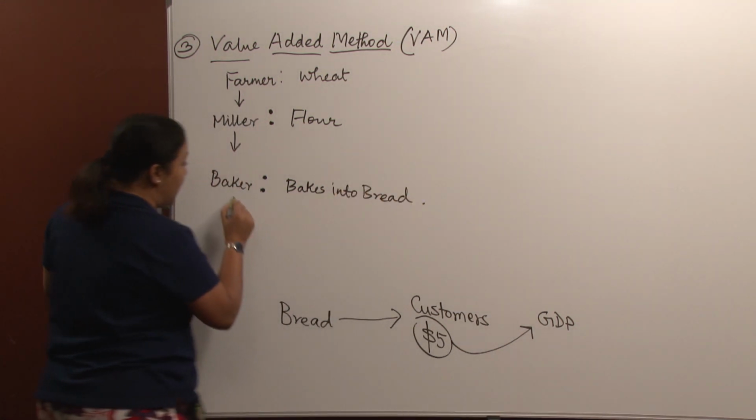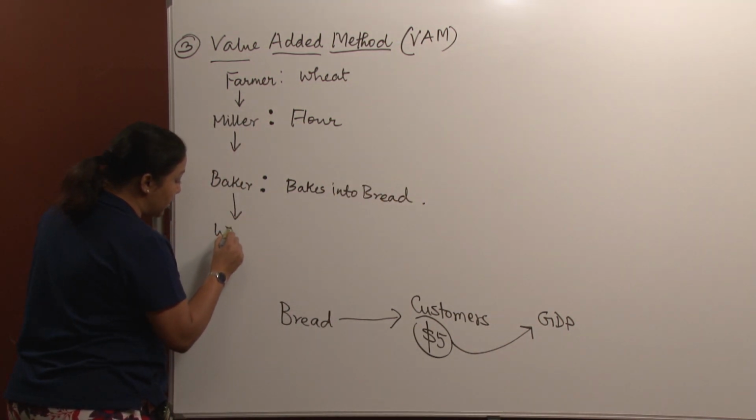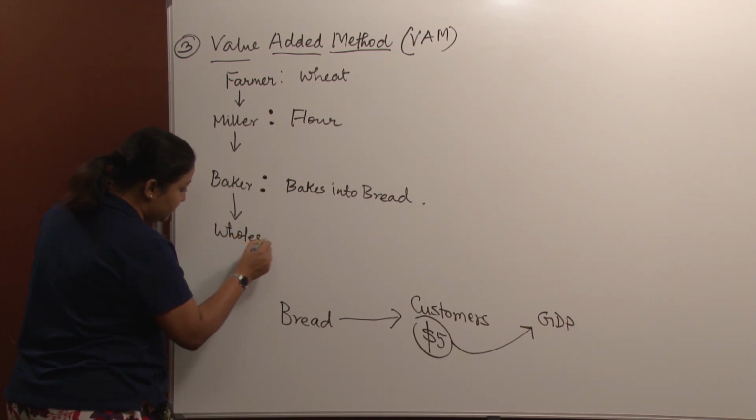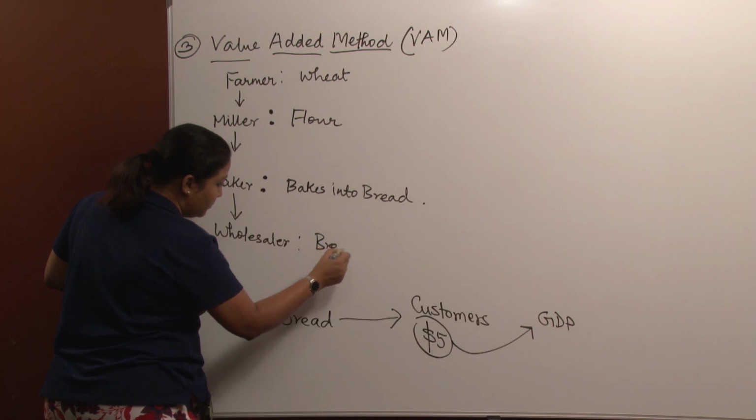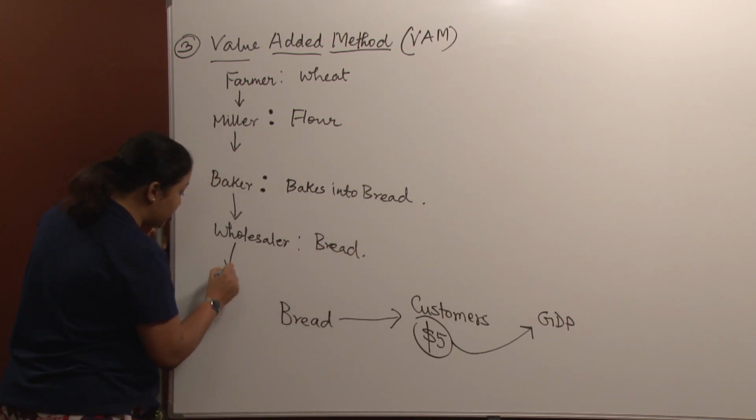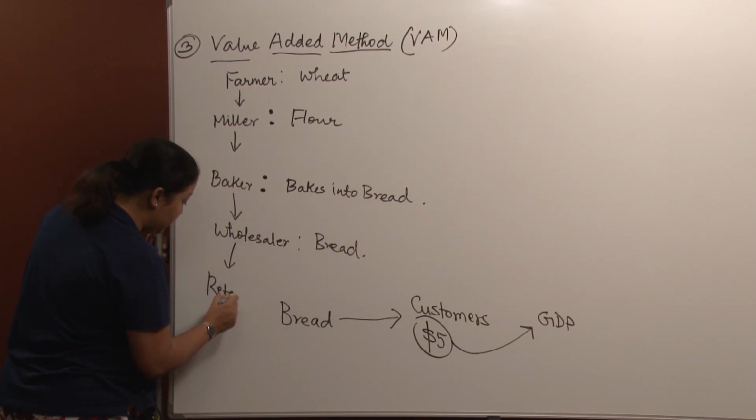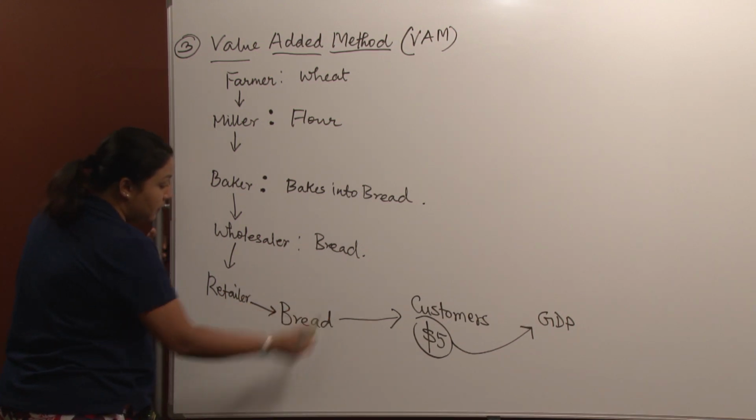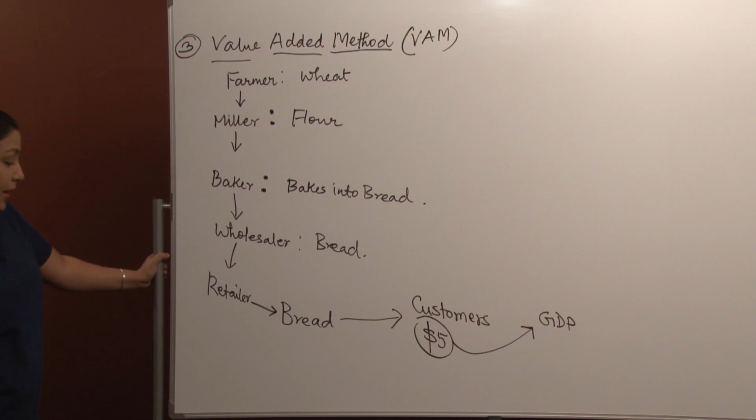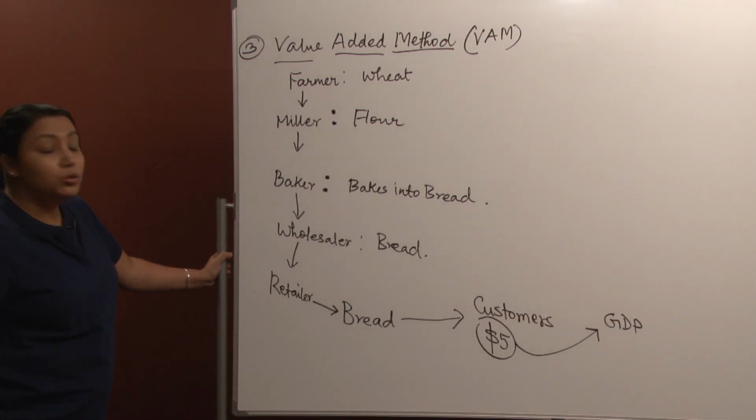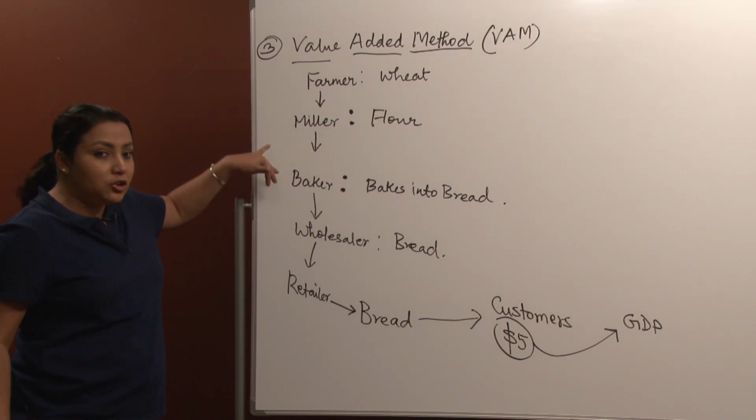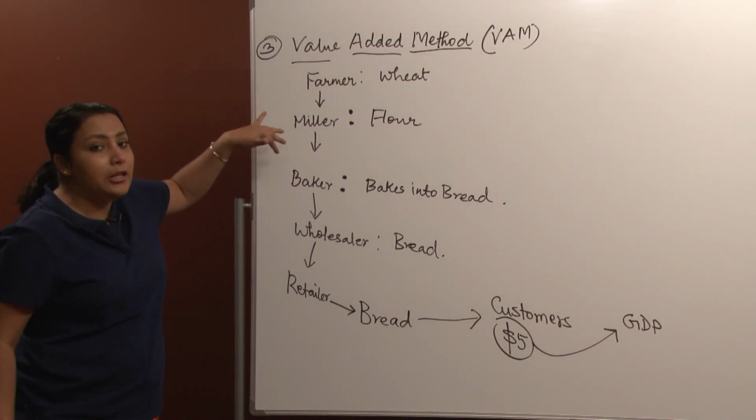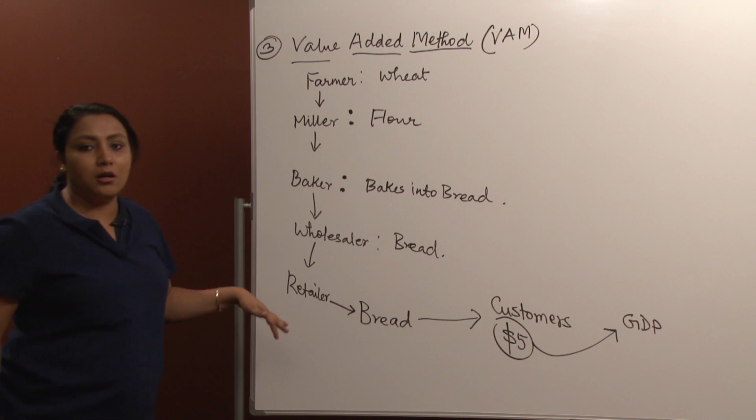and then the baker must have sold it to the wholesaler, and the wholesaler must have taken it to the retailer, taken it as in sold, and the final product bread then gets sold to the customers. So, there are different stages in the production or different stages in the value chain for a final commodity.